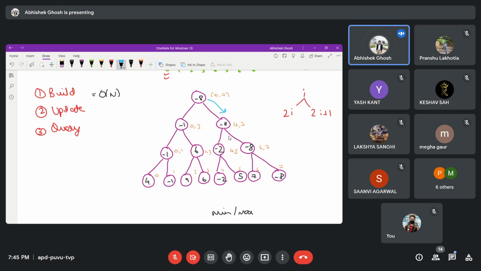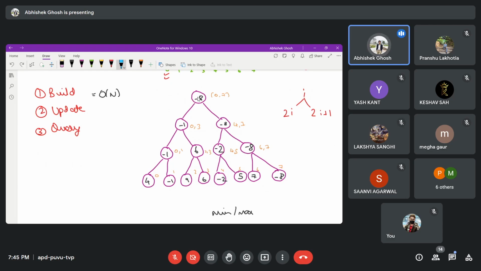Index 4 is definitely on the left side of this, right? 4 to 5. I do not need 6 to 7. So I move here. Then I move here. Then I update the value at index 4 and I return. I've already explained how updates actually occur, so I will not make an update right now.